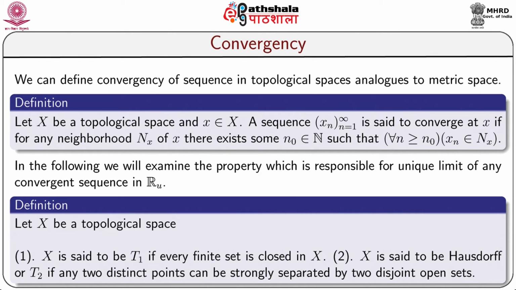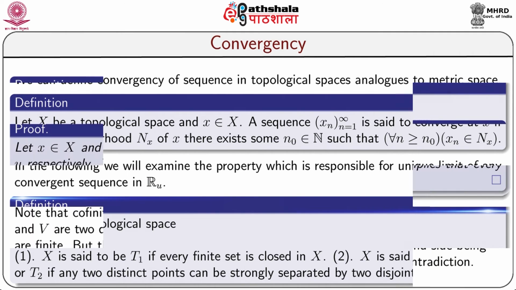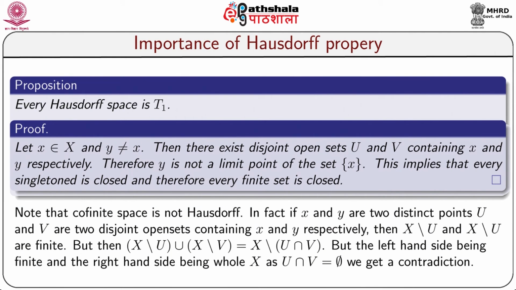But before that, we will define two properties of topological spaces. Definition: let X be a topological space. Number 1, X will be called a T1 space if every finite set in X is closed. Number 2, X will be called Hausdorff or T2 if any two distinct points can be strongly separated by disjoint open sets. It is very easy to show that every Hausdorff space is T1. This is done in the slide.